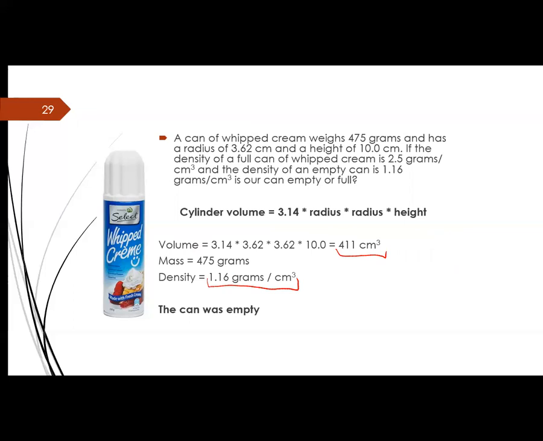So now I know I've got to go out and buy some more. On the other hand, if I had gotten a density that was closer to 2.5, I would know that it's a full can and I wouldn't have to worry. And if I ended up somewhere in between, then I would know that my can could be like 50% full, 25% full. And so this can be the helpful part about density, is we can use it to help do some identifications.